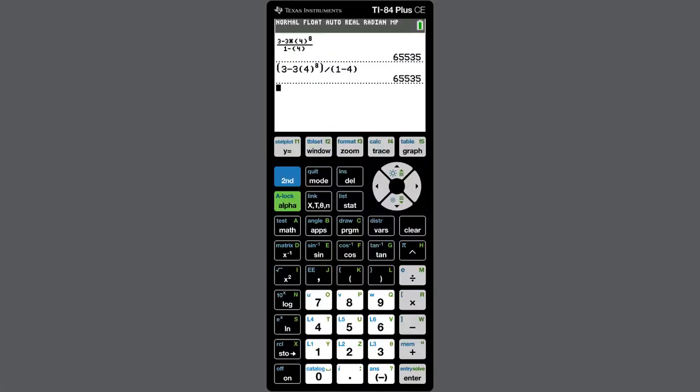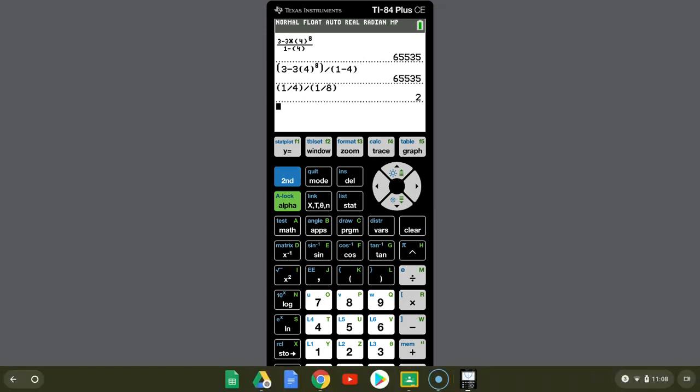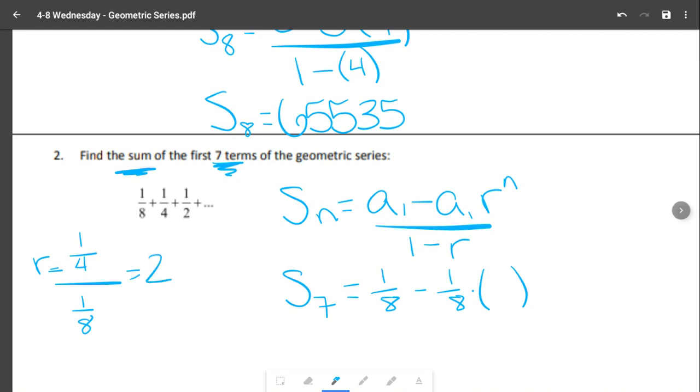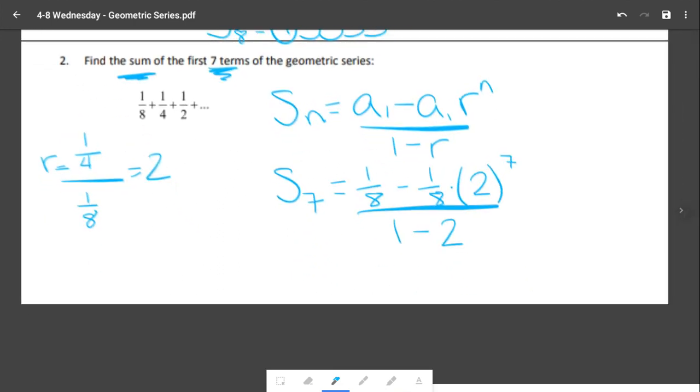So you can do this on your calculator. Again, parentheses around each individual fraction. You should get 2 for r. N is still 7. R on the bottom is still 2.